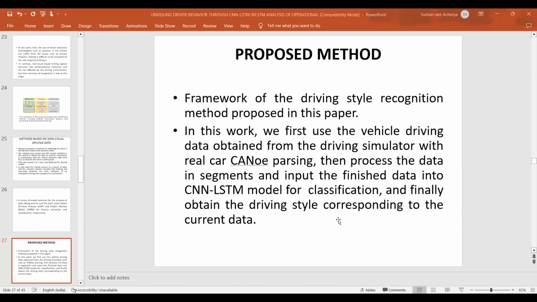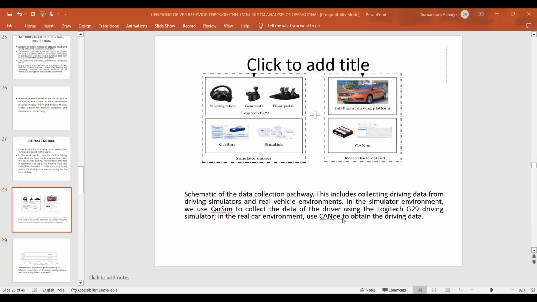In this work, we first use the vehicle driving data obtained from the driving simulator and the real car. We then process the data in segments and input the finished data into a convolutional neural network and a long short-term memory network model for classification. Finally, we obtain the driving style corresponding to the current data.